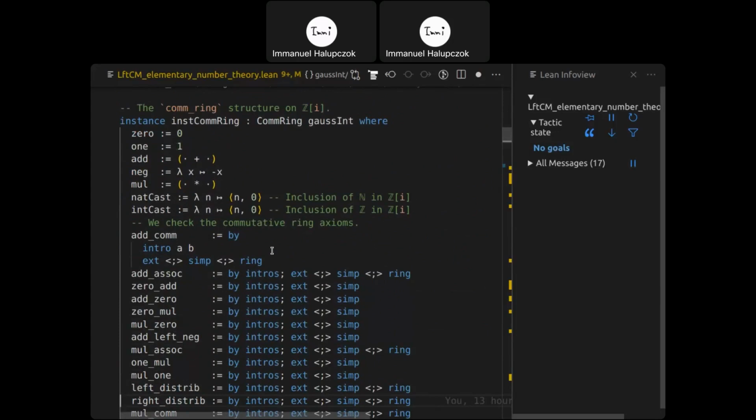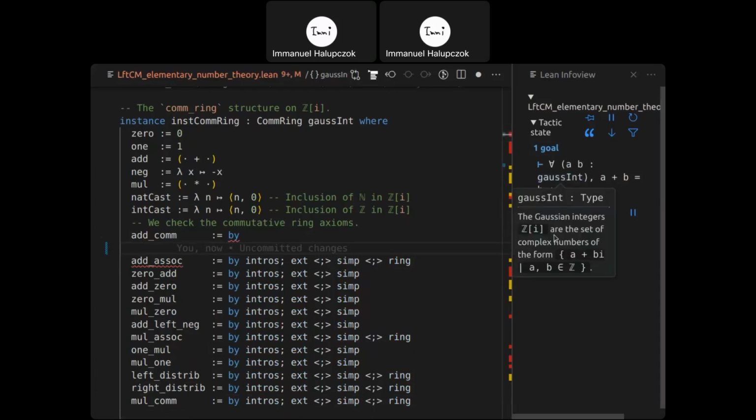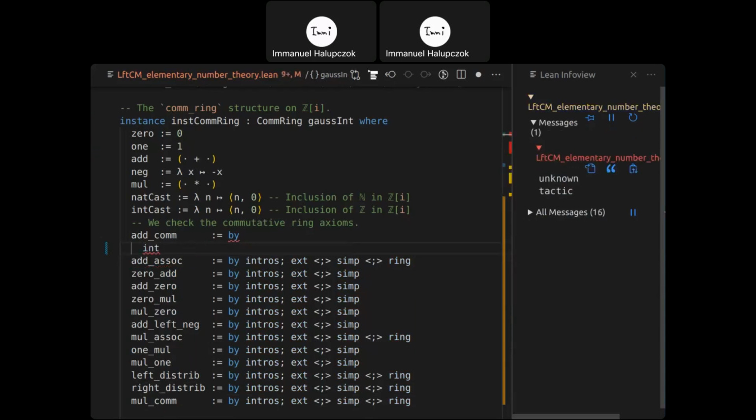And now we have to prove some axioms that they satisfy, right? So I will do one here, and if you look at these proofs, you can see that all of them look essentially the same, but let's take a closer look at one of them. And then hopefully from that, you can understand what's going on with all of them. So, okay, here I want to prove that addition is commutative, right? So for every pair of Gaussian integers, a plus b is b plus a. So I'll start by introducing the two variables. So I'll do intro a b.